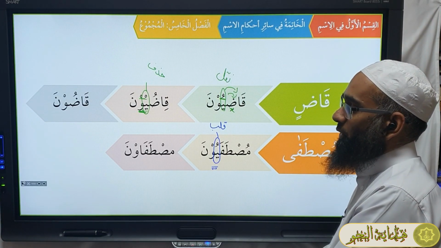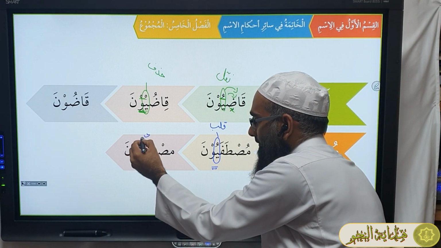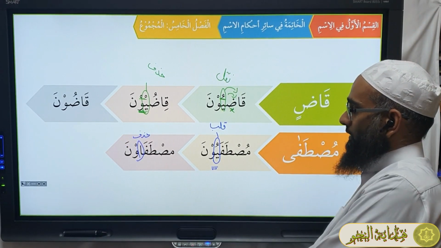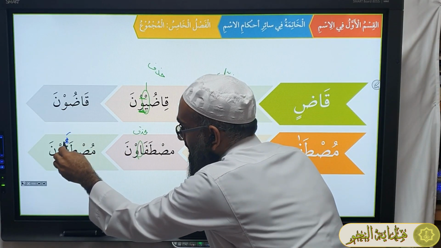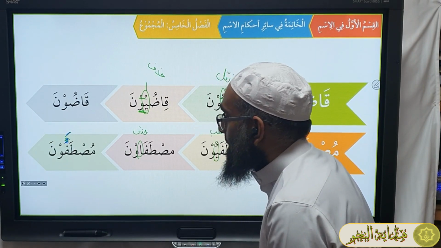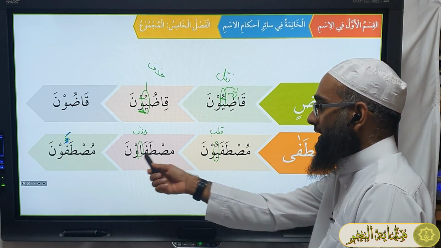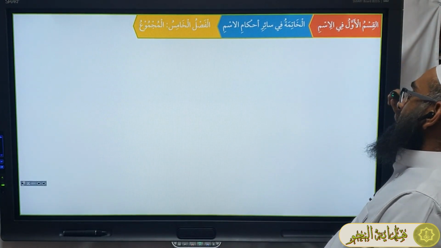So mustafawna. And then what do we have? Ijtima'u sakinain. What do we do then? Hadhf. So then it becomes mustafawna, mustafuna. So you do qalb and hadhf. And in the top one you naqal and hadhf. That's what we have here.